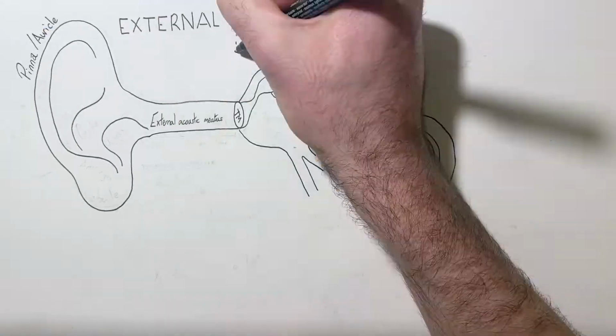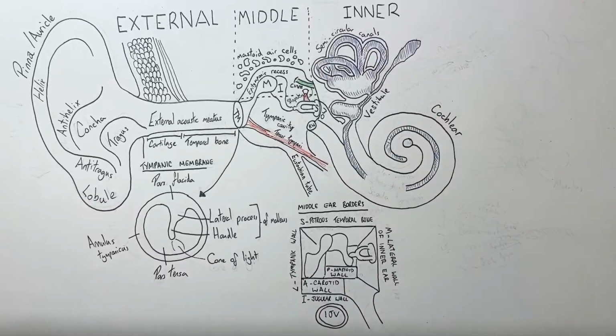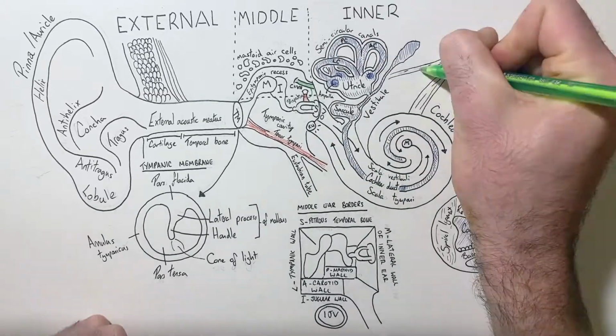In this video we're going to be talking over the anatomy of the ear. We're going to talk through the external, middle and inner ear, how sound is transported through these structures and to the brain.